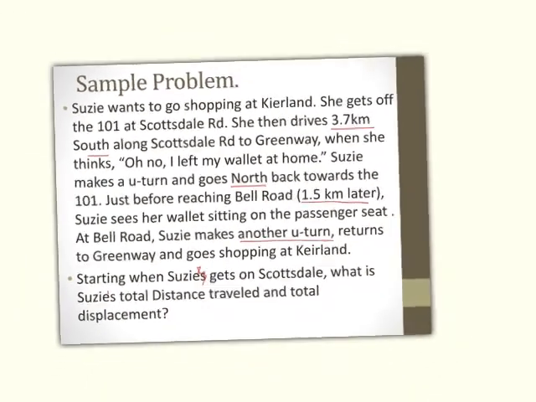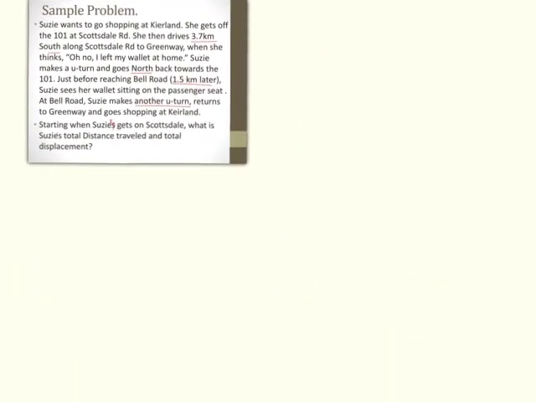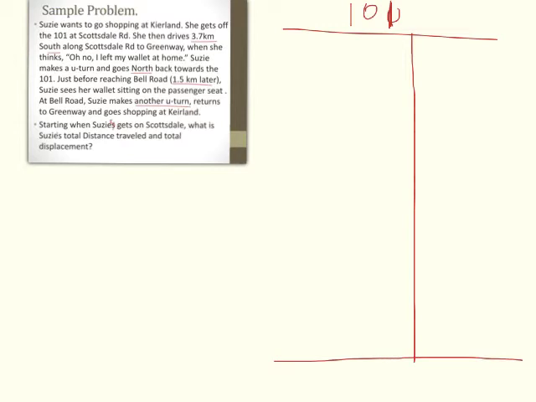So let's make this a little smaller so we can have room for a picture. Let's draw some pictures for us. Let's say here we have the 101. Here we have Scottsdale going down. And let's call this right here Greenway. So this is north, this is south. And this is 3.7 kilometers.